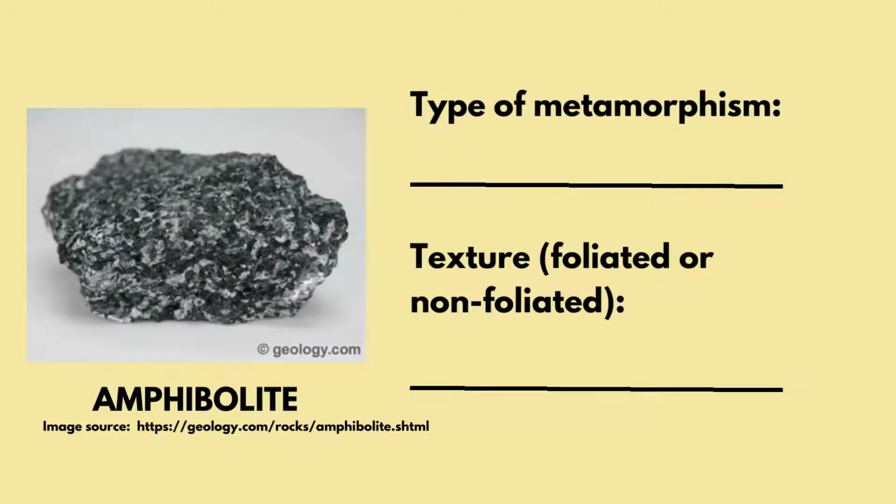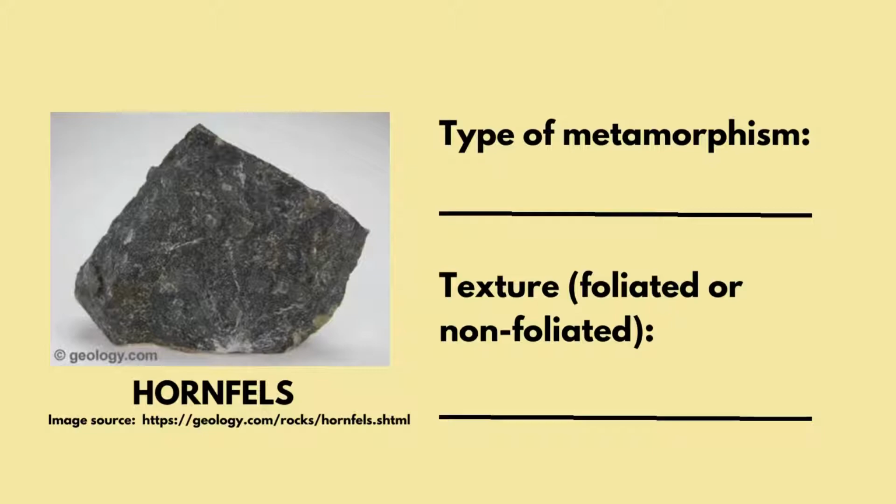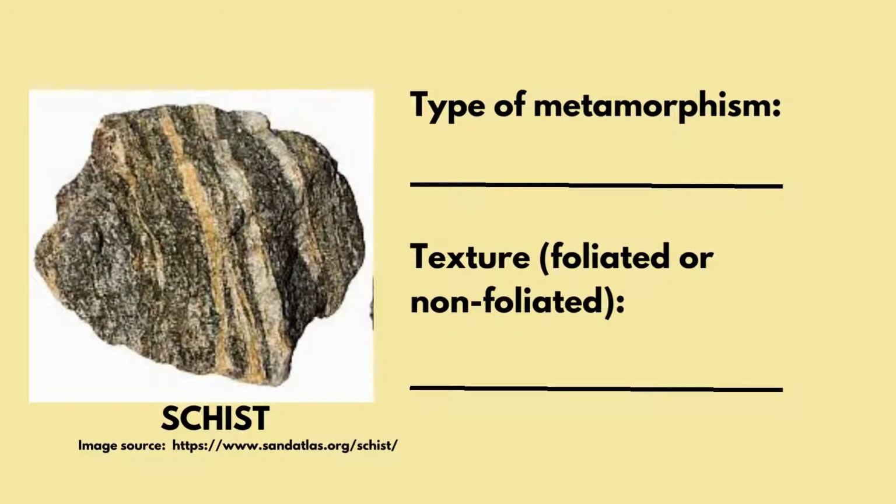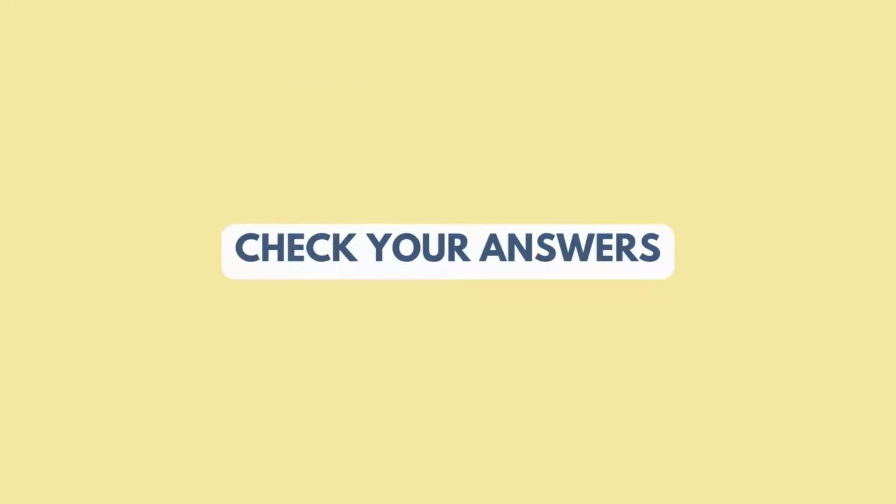Gneiss. Second one is amphibolite. Third one is hornfels. Fourth one is quartzite. And the last is schist. Now let's check your answers.